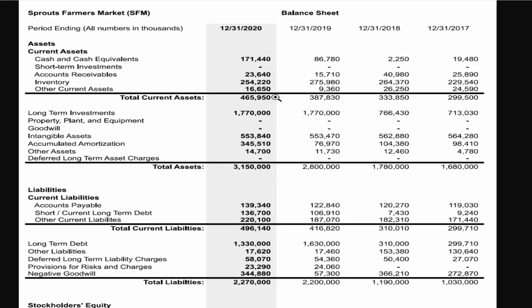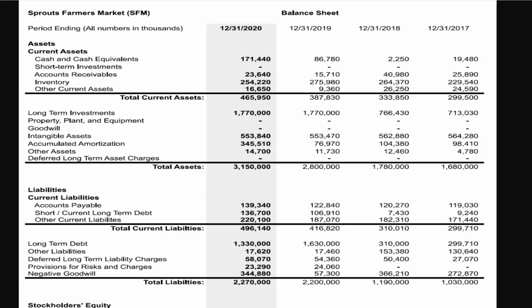What are our current assets? $465,950. Everybody see that? And what are our current liabilities? $496,140. So by dividing $465,950 by $496,140, I get 0.939. Not quite 1, which would mean that the two were equal. So in reality, our current assets are a little bit less than our current liabilities. Now, is that a cause for alarm? It depends on the situation, on the company, and what kind of numbers we're talking about.